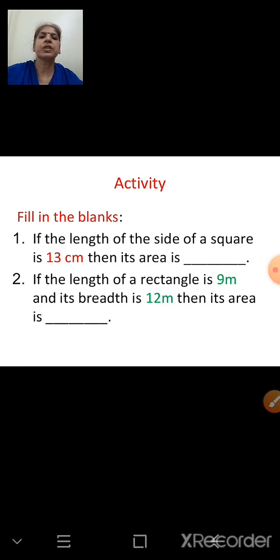Okay, here's a small activity for you. So you all are ready with book and pen, right? Good. What you will do? Only write answers.